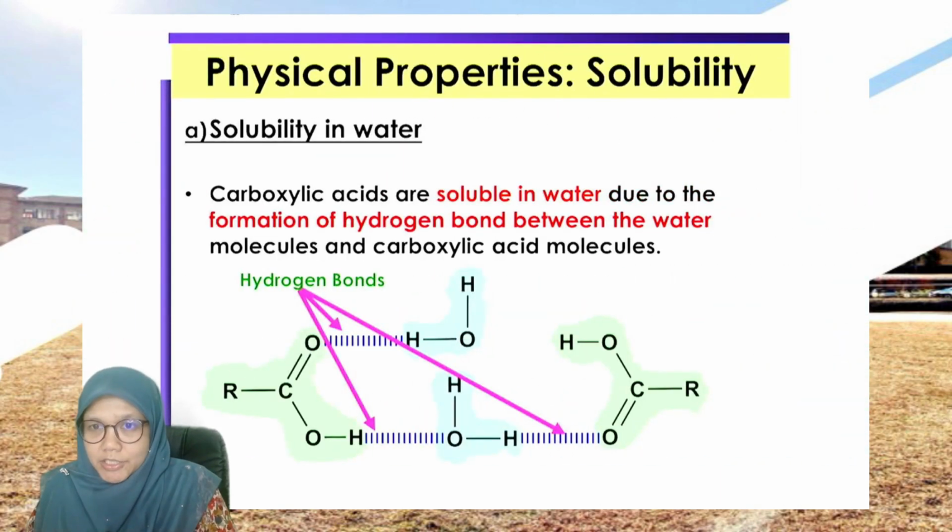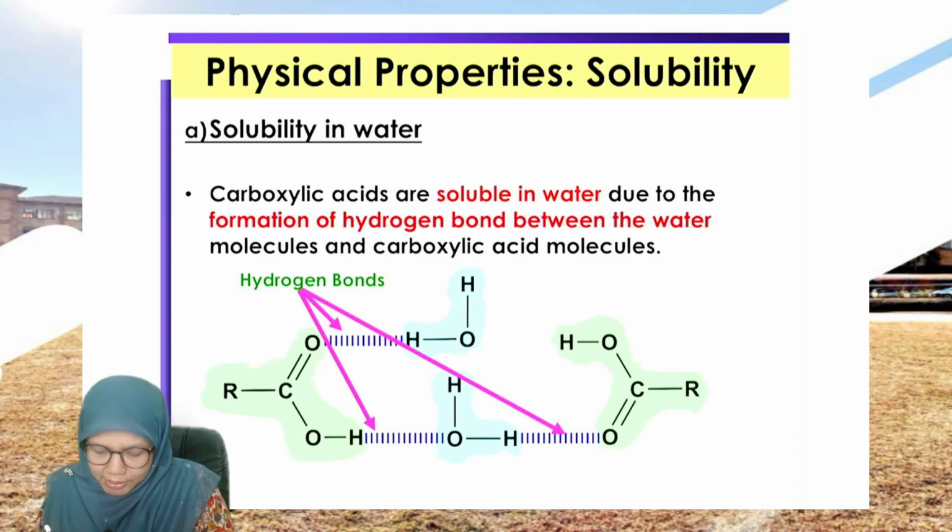Physical properties or solubility. Carboxylic acids are soluble in water due to the formation of hydrogen bond between the water molecule and carboxylic acid molecule. Okay, so kalau kita nak discuss solubility in water, kita kena mention carboxylic acid itu soluble in water because it can form hydrogen bond with water molecule.